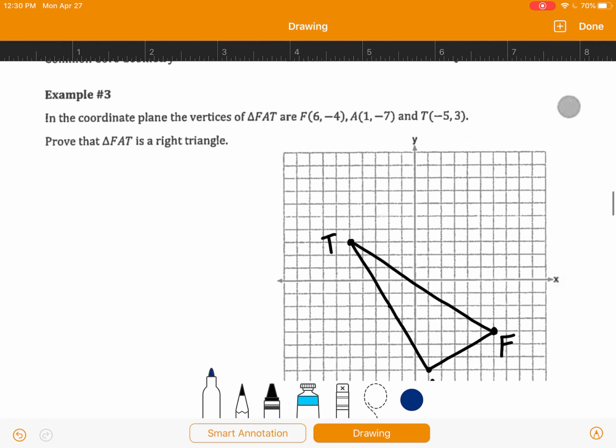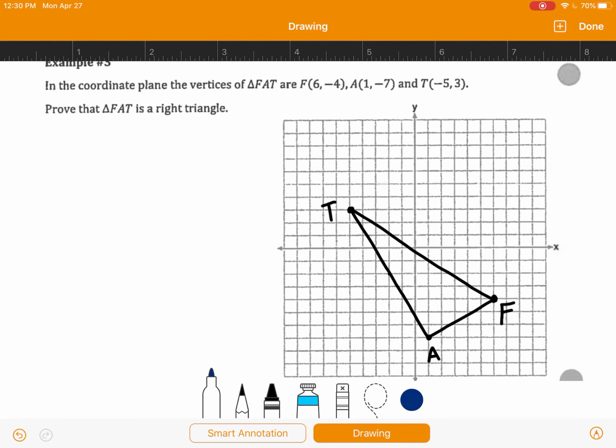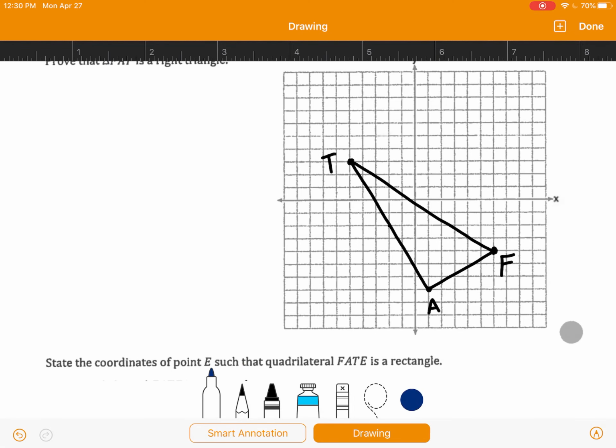All right, and then the last one, we have a right triangle. We want to prove it's a right triangle. So that's something that we did in the previous lesson. So we're going to do the slope of the 2 sides that touch what we think is the right angle. And if they're negative reciprocals, then that means it is a right triangle because it would have a right angle. So looking at this picture, it looks like angle A is going to be our right angle. So we're going to find the slopes of AT and of FA. Okay, so let's find those slopes.